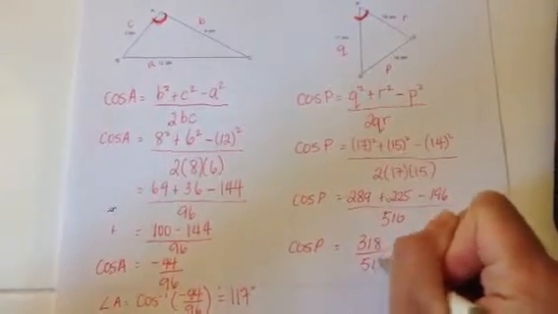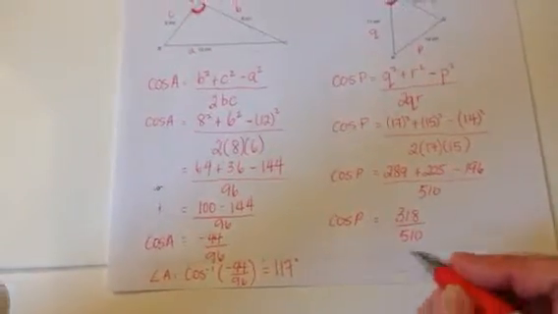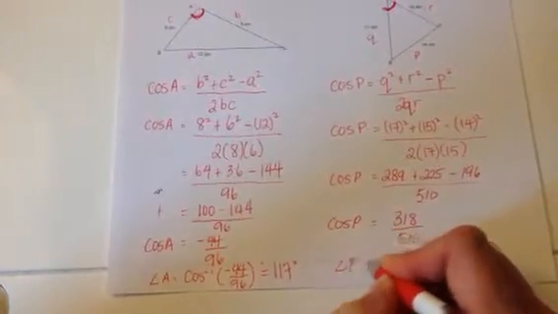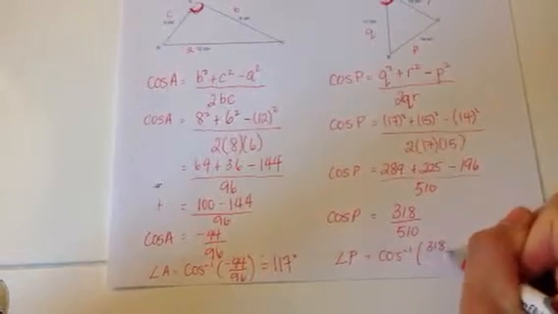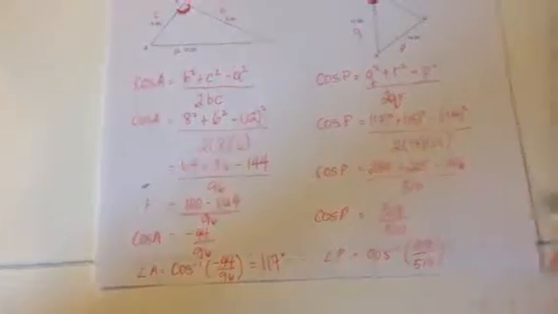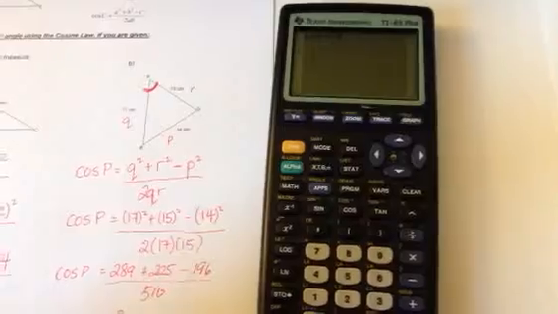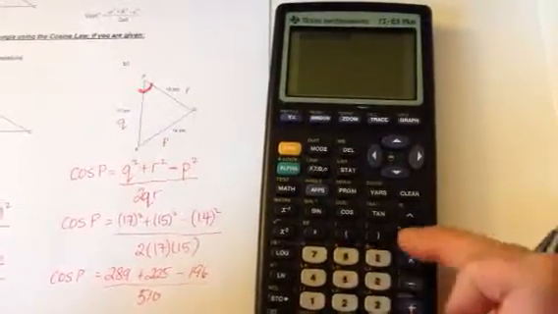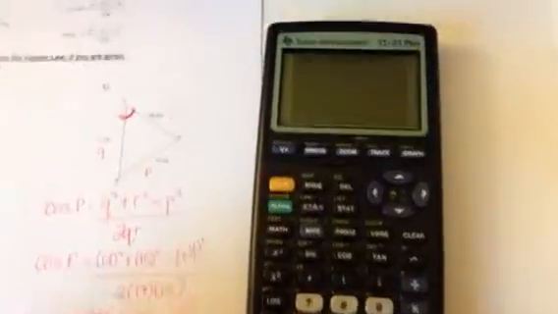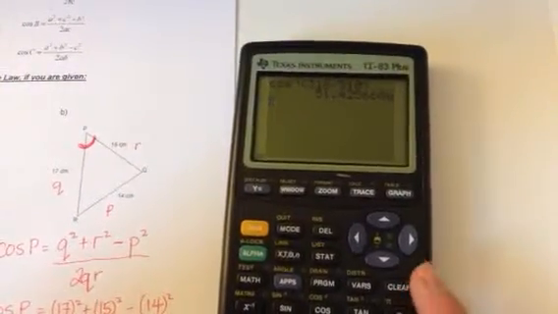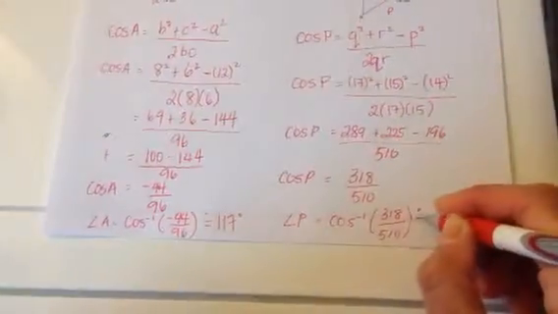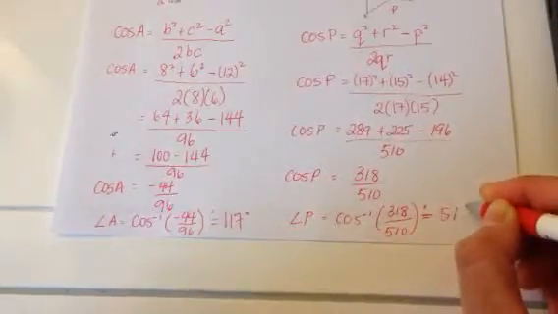over 510. Remember that when you're looking for an angle, you need to do the inverse function. So cos inverse of 318 divided by 510. So plug that in on your calculator. Inverse cos of 318 divided by 510 equals 51.4. If we round, it'll just be 51. So approximately 51 degrees.